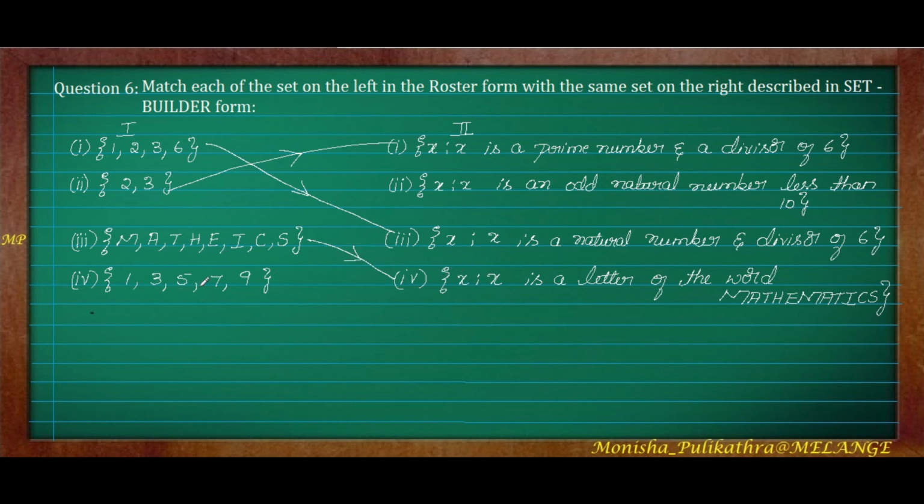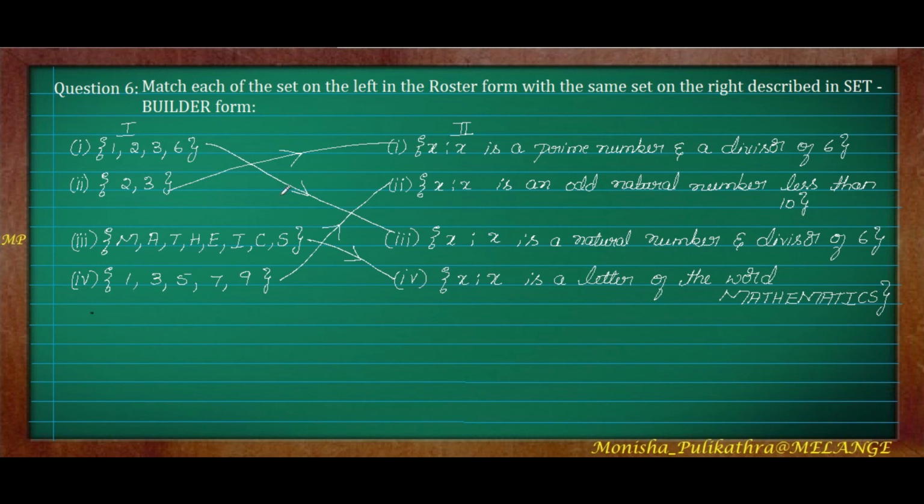And the last one is 1, 3, 5, 7, 9, which are odd numbers less than 10. 9 is less than 10, and these are all the odd numbers, which are not divisible by 2. So the fourth one matches the second one.